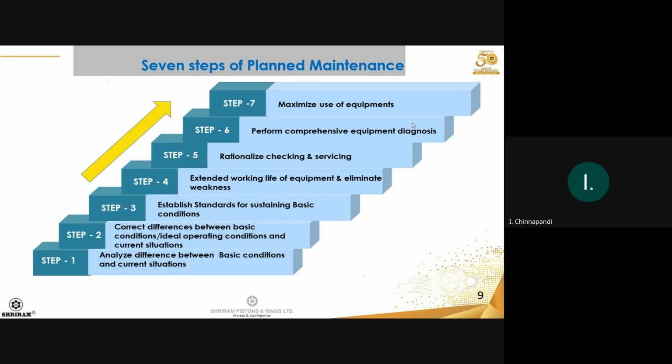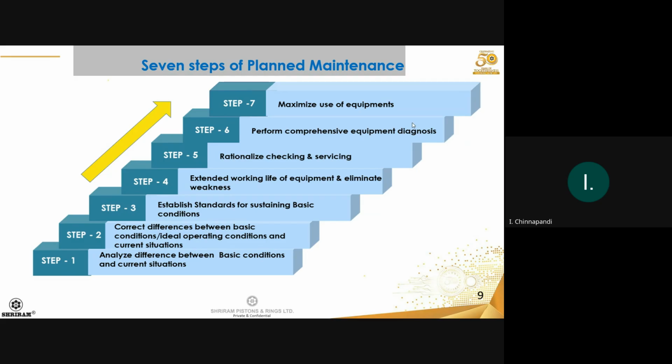The third step is establish standards for sustaining basic condition. What does it mean? Establishing the standard means we have to define some checklist. What are the checks? As we discussed earlier also, what maintenance has to take care of, and what checks are taken by the production people who are operating the machine. So we have to make a standard. These are the standards.